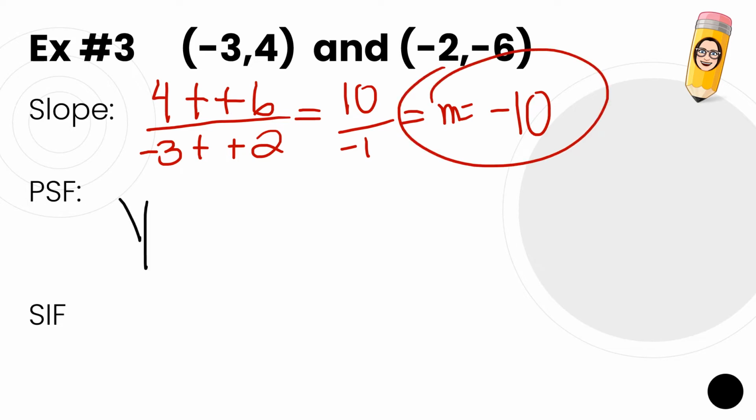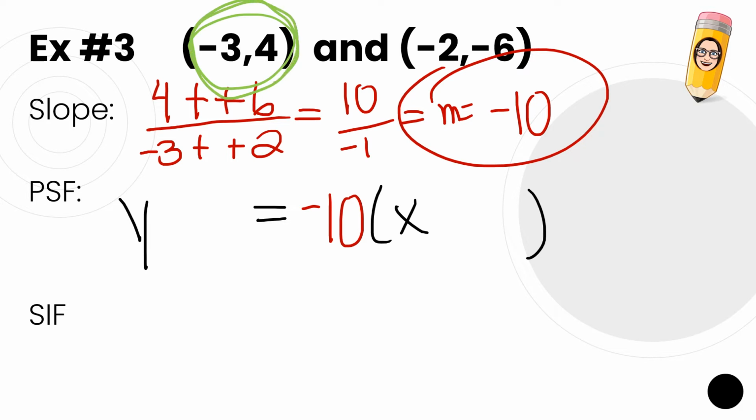Step 2, write in point-slope form. My slope is the coefficient of x, and then I have to pick a dot. I don't think either dot is easier, so I'm just going to start with the first one again. If it says x -3, I write x plus 3. If it says y +4, I write y -4.